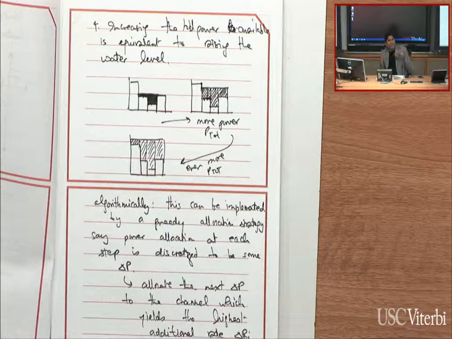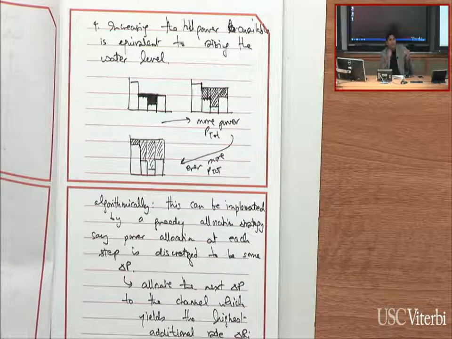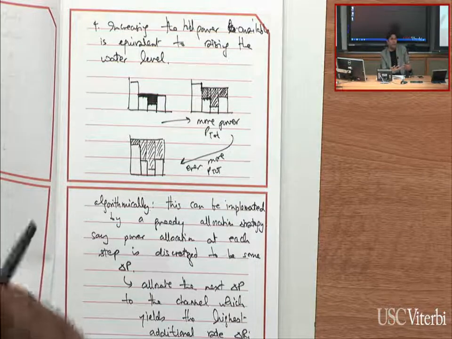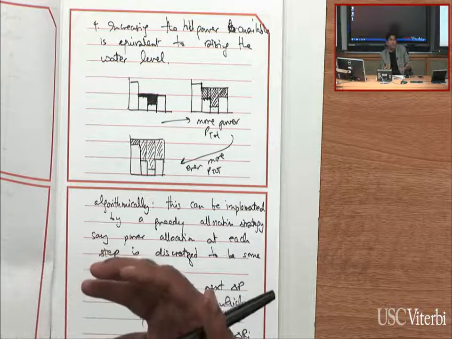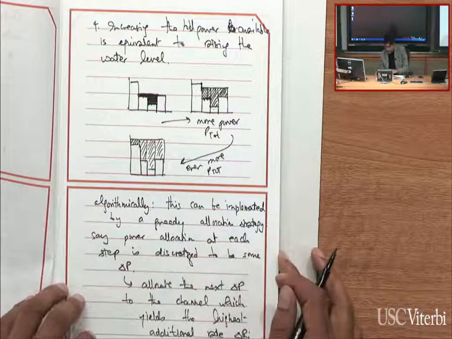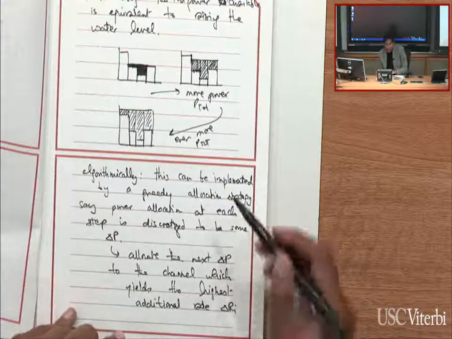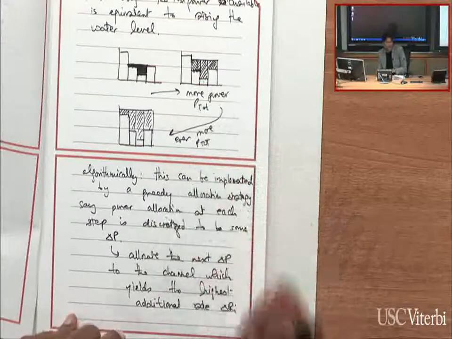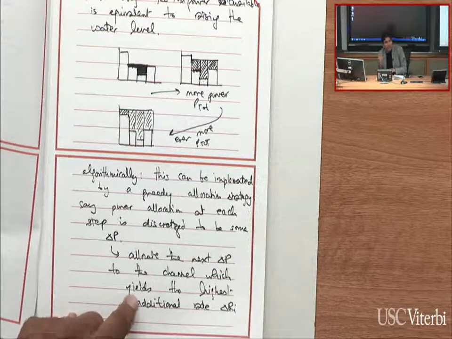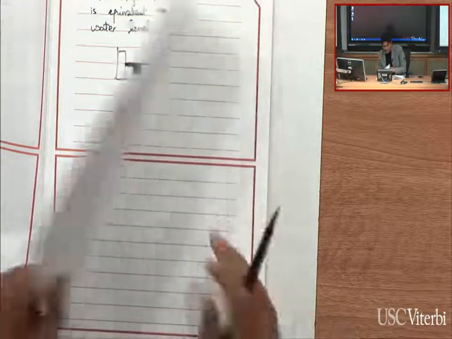So the point is that depending on how much power you've already put into a channel, the additional rate you get from it might be different depending on how good the channel is. So actually, you can implement this water filling by just imagining that you're adding a small amount of delta at each time.